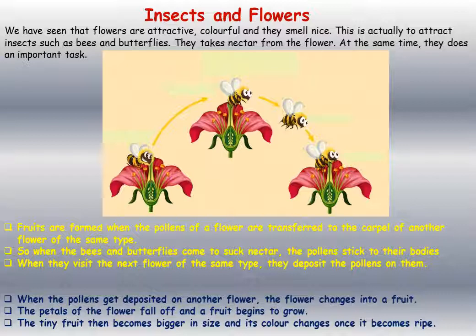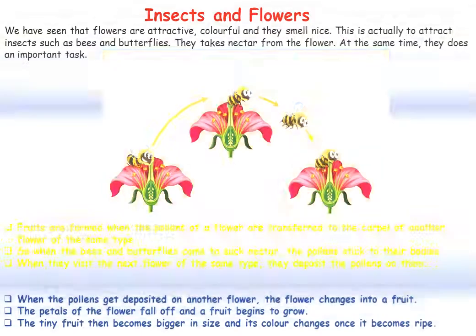So, insects and butterflies help to change the flower into a fruit. Then the next point, the petals of the flower fall off and the fruit begins to grow. This is not important. Just understand this part. The three points about insects are very important. When the bees and butterflies come to suck the nectar, the pollen sticks to their bodies or legs. When they visit the next flower of the same type, they deposit the pollens on them.